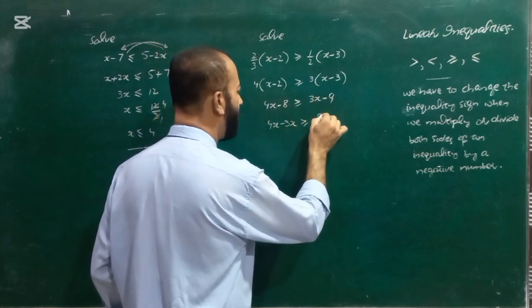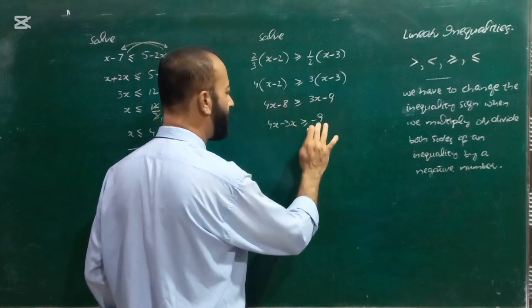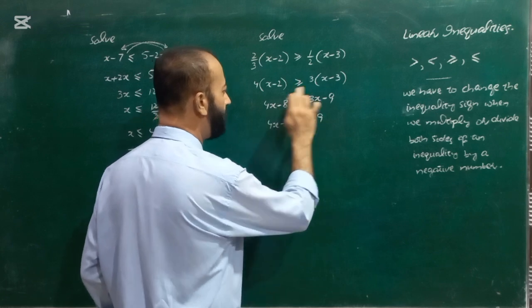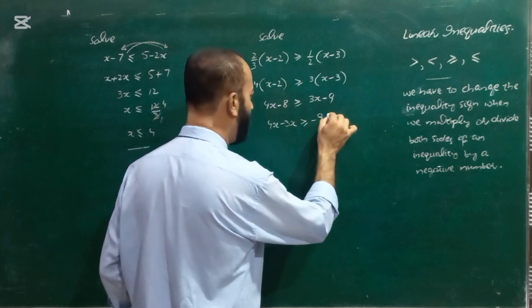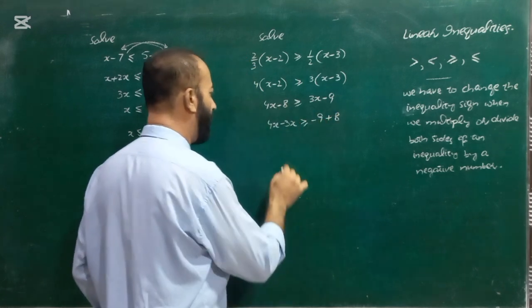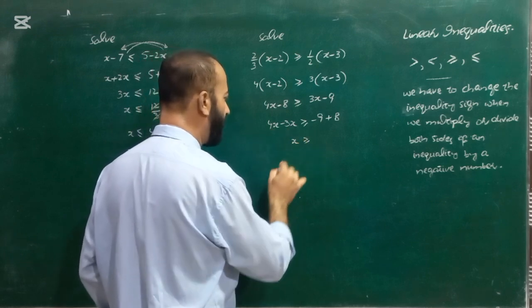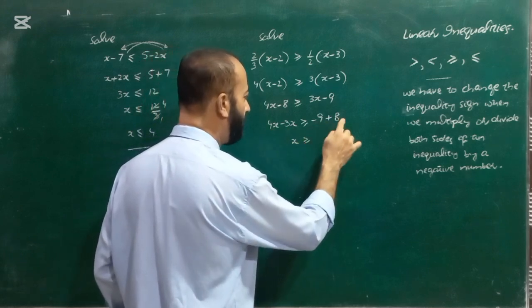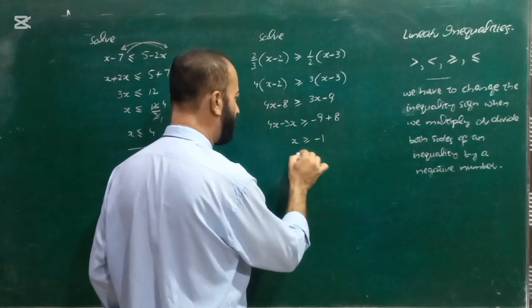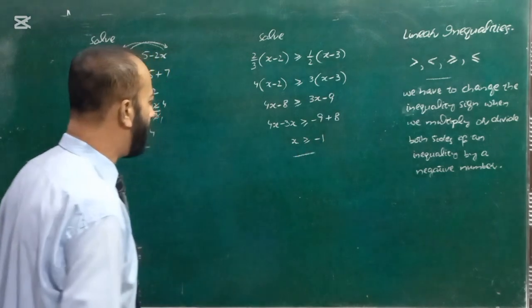So this minus 9 is first, that is still there. And this minus 8 will go to the right hand side. It will be added. Okay, at this step, 4x minus 3x will make x. This sign is still there. And minus 9 plus 8 will be minus 1. So this is the answer.